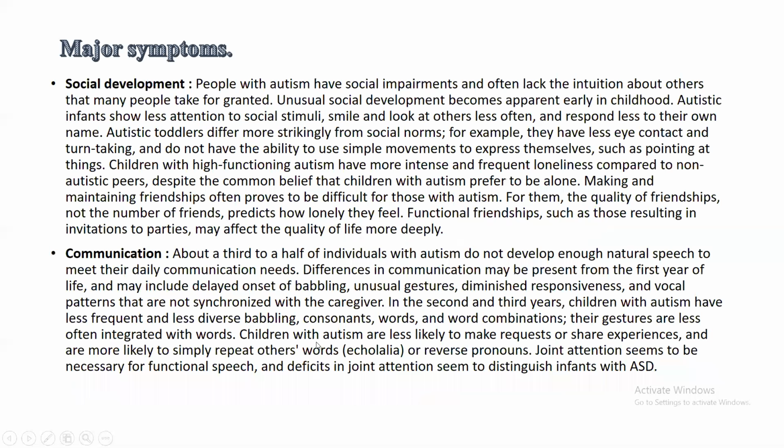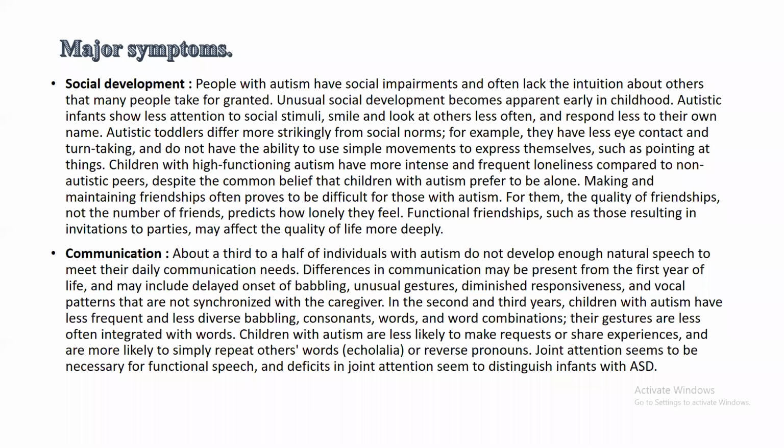So for the major symptoms, they are basically psychiatric symptoms like social development. People with autism have social impairments and often lack intuition about others that many people take for granted. Unusual social development becomes apparent early in childhood. Autistic infants show less attention to social stimuli, smile and look at others less often, and respond less to their own name.